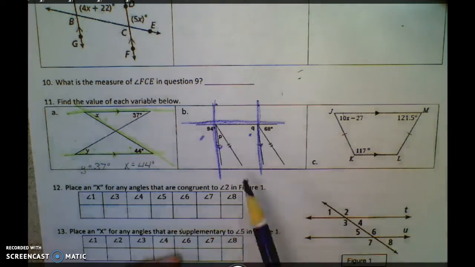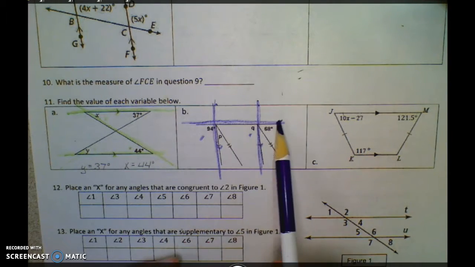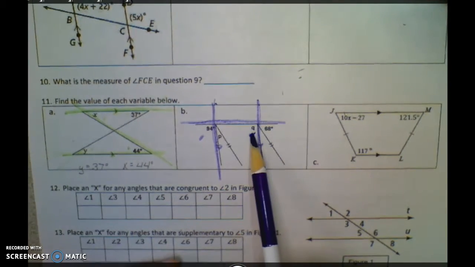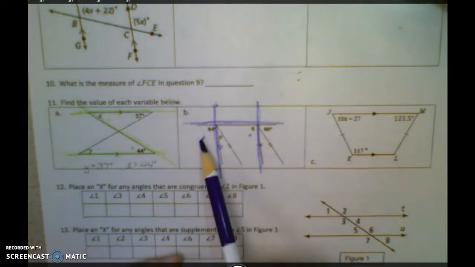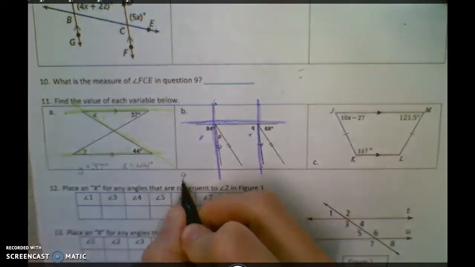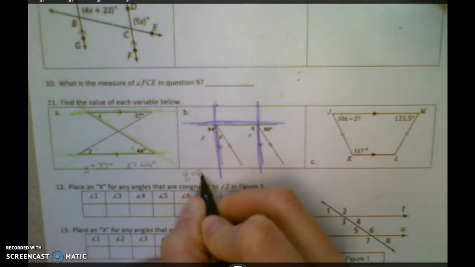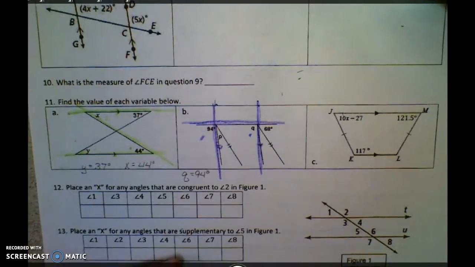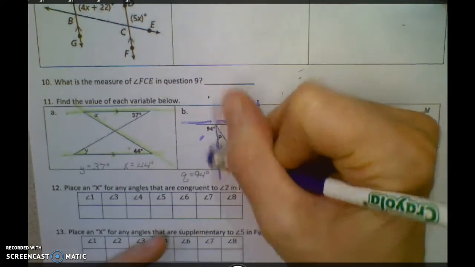So when I look at 94 and Q, they're on the same side of the transversal. But Q is between my two lines. 94 is outside. When you have one in, one out, those are corresponding angles. They're in the same relative spot. Therefore, Q is a 94-degree angle because they are congruent when they're corresponding.